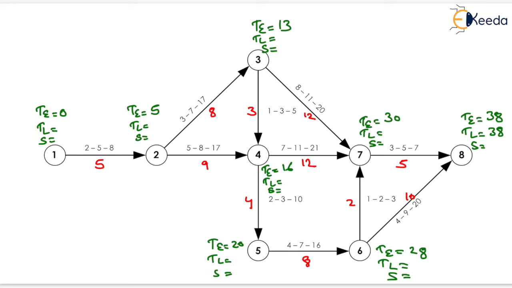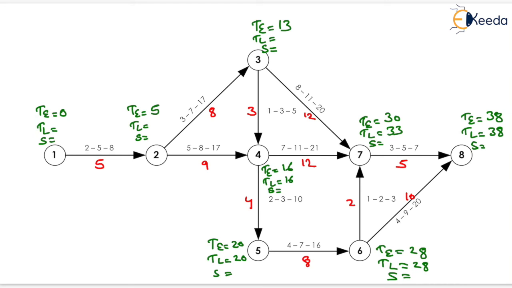Now for event 7, TL will be equal to 38 minus 5, which will be equal to 33. Similarly, for event 6, it will be equal to 38 minus 10, that is 28, and 33 minus 2, that is 31. So the minimum will be the answer, that is 28. Now for event 5, it will be equal to 28 minus 8, that is 20. So we will write here 20. Now for event 4, it will be equal to 20 minus 4, that is 16, and 33 minus 12, which will be equal to 21. So the minimum will be the answer, that is 16 here.